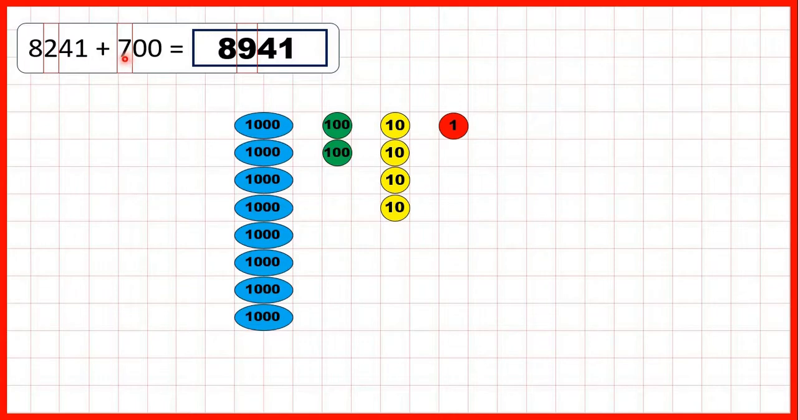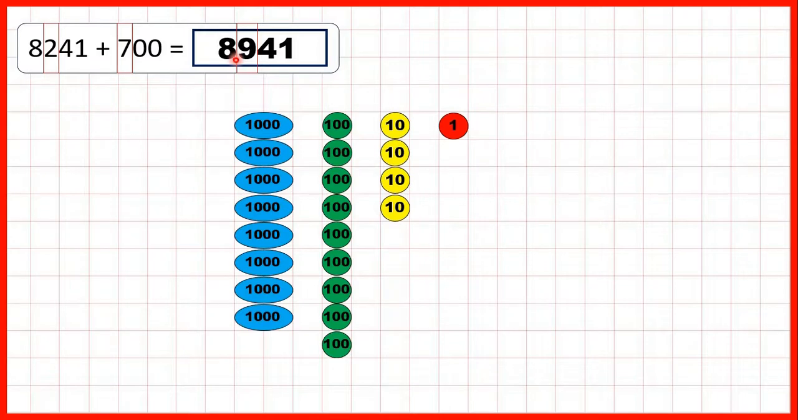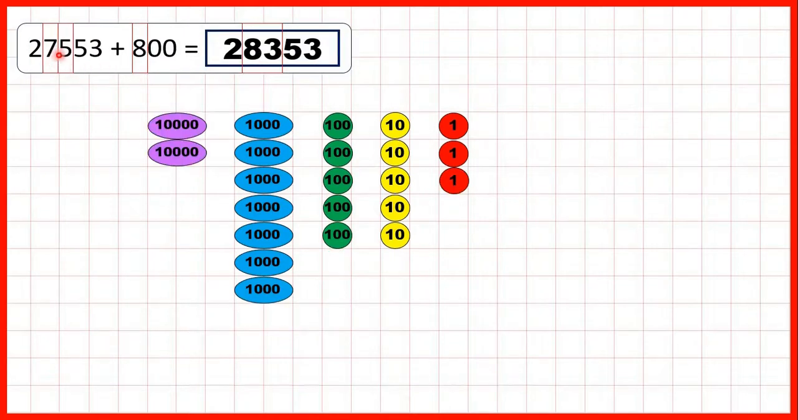We were adding 700, so if we add 1, 2, 3, 4, 5, 6 700s, you can see that we now have 8,000s, 900s, 4 tens and 1 one. So that's 8,941. Then we had 27,553, so that's 2 10,000s, 7,000s, 500s, 5 tens and 3 ones.